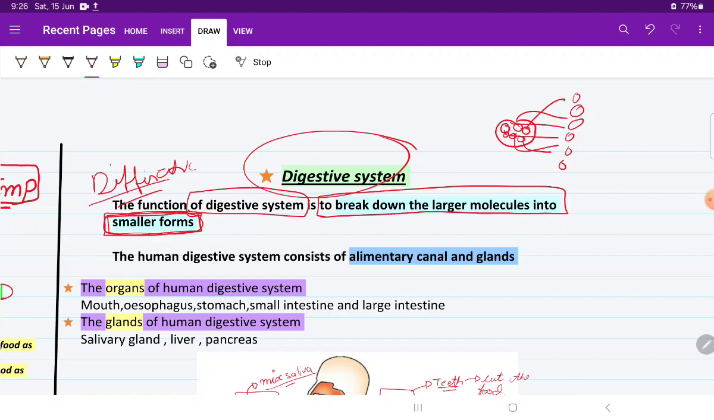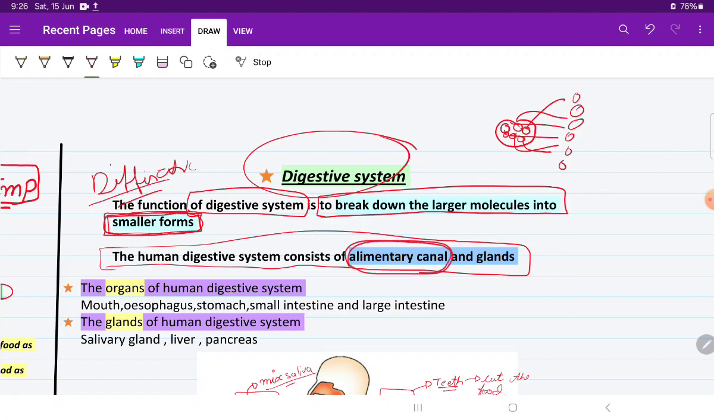Okay, now let's see what is there in the human digestive system. There is the alimentary canal in our digestive system. The main work is done by the alimentary canal and glands. There are two things which help in digestion: alimentary canal and gland. You have to remember these two names, because by the alimentary canal and the glands the digestion process takes place.